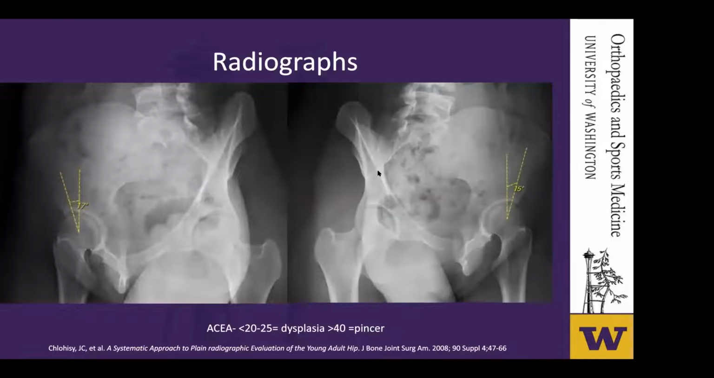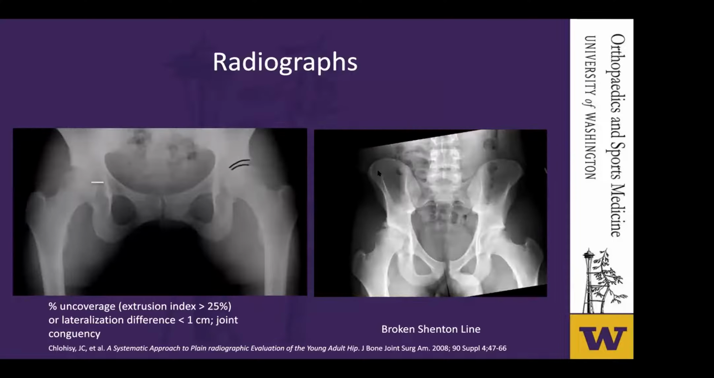And here is our patient with similarly signs of dysplasia on the false profile view. Additionally, we can measure percent undercoverage or extrusion index, where anything over 25% is abnormal.